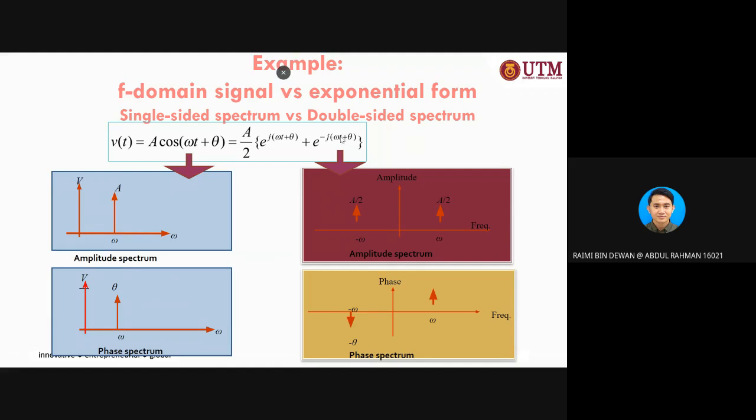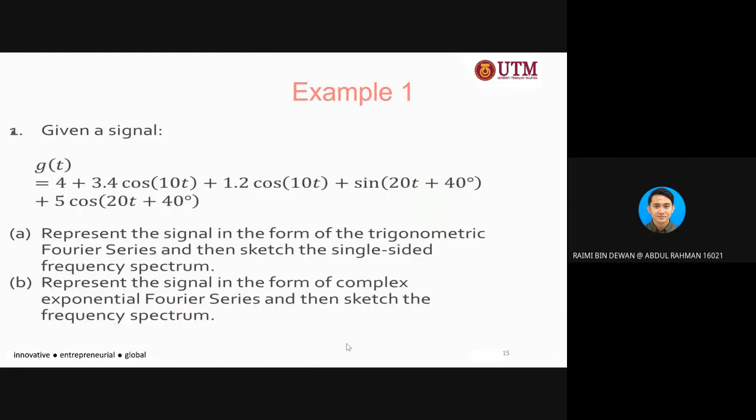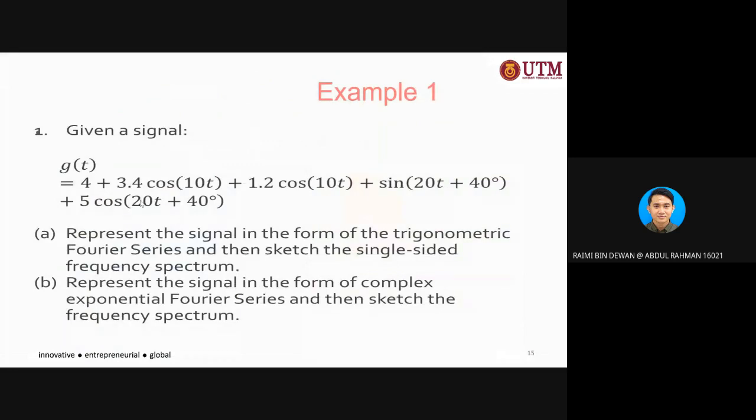This one, if you open, you will have negative. If you open, so you have negative theta, okay. So next is the given signal, g(t) = 4 + 3.4 cos 10t + 1.2 cos 10t + sin(20t + 40) + 5 cos(20t + 40°). Okay, I will demonstrate the answer later, how to solve it.